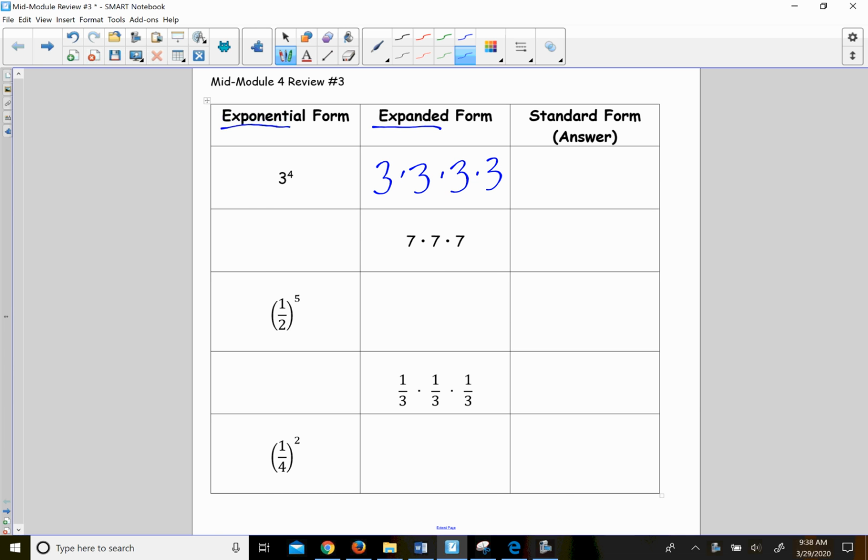Then for standard form, I would go through and multiply. 3 times 3 is 9. 9 times 3 is 27. And then to the side, I'm going to take 27 times 3, so that would be 81.